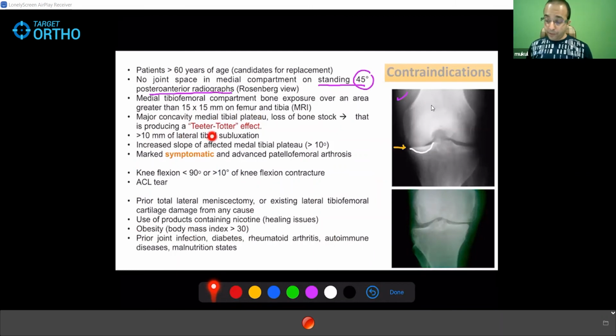Then if you find a tibial subluxation, like in many knee x-rays, see here. When you find the subluxation to be more than 1 centimeter, avoid doing an STO. Then, increased slope of the tibial plateau beyond 10 degrees. Again, here you can do an STO. It's not a strict contraindication, but avoid.